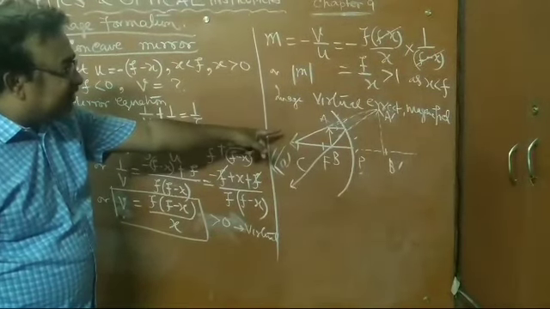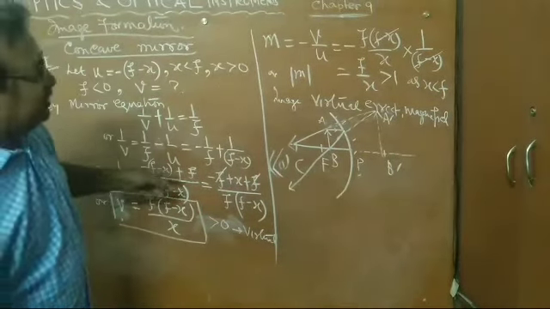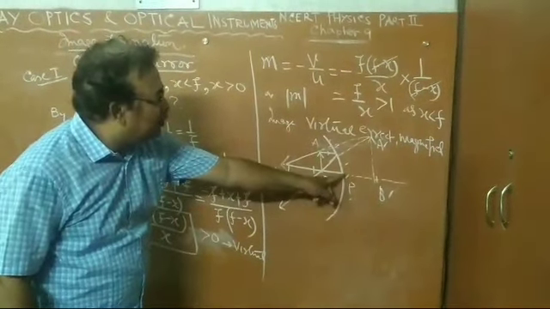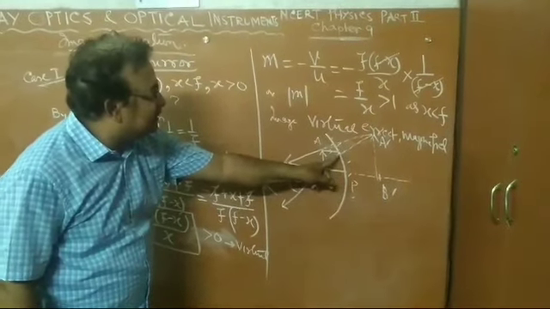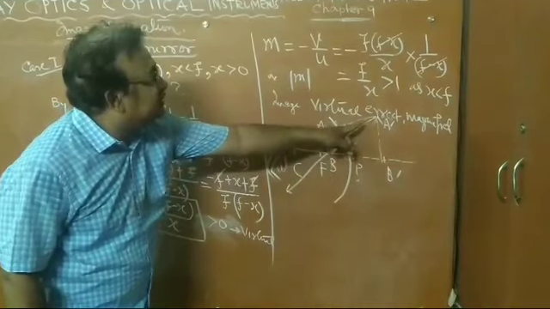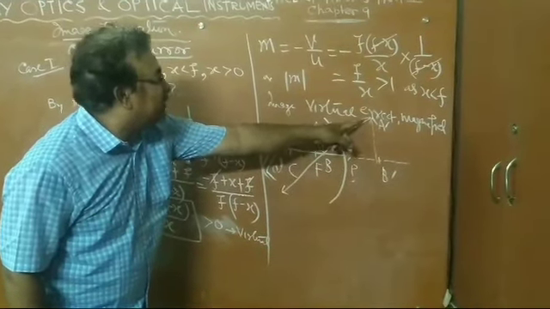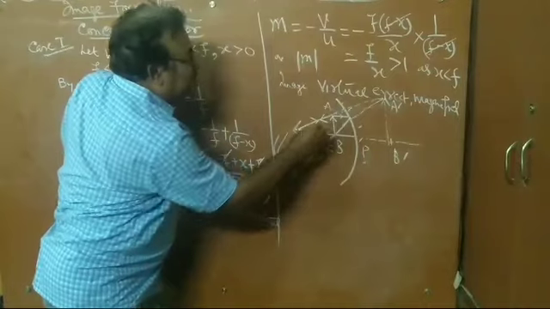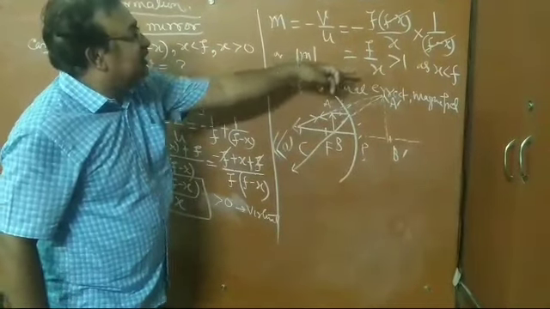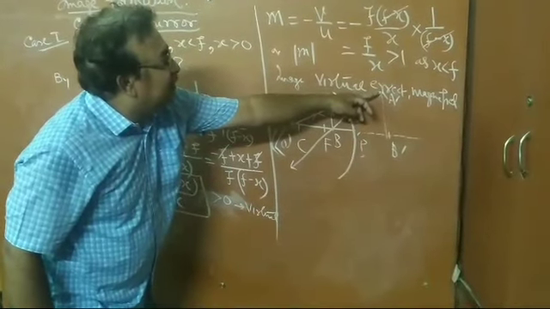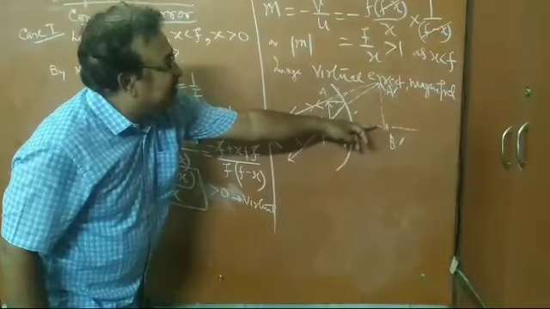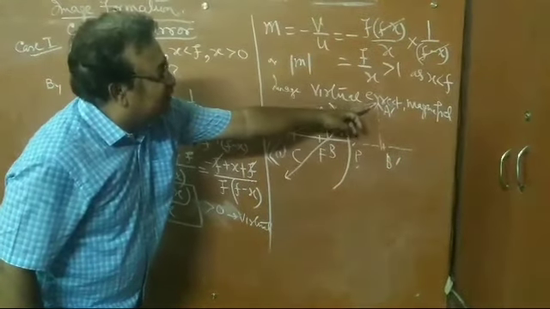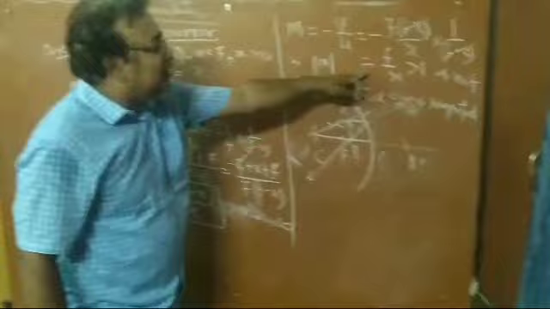And by ray diagram, it is verified. AB is the object which is kept between pole and focus. A ray parallel to the principal axis will pass through the focus. It is produced backward, and any ray through the center of curvature will be normal, so it will be traced in the backward direction. They appear to meet at this point, so this will be the virtual image. A dash B dash is the virtual image, AB is the object, and clearly it is erect, virtual and magnified, as shown by the mirror equation.